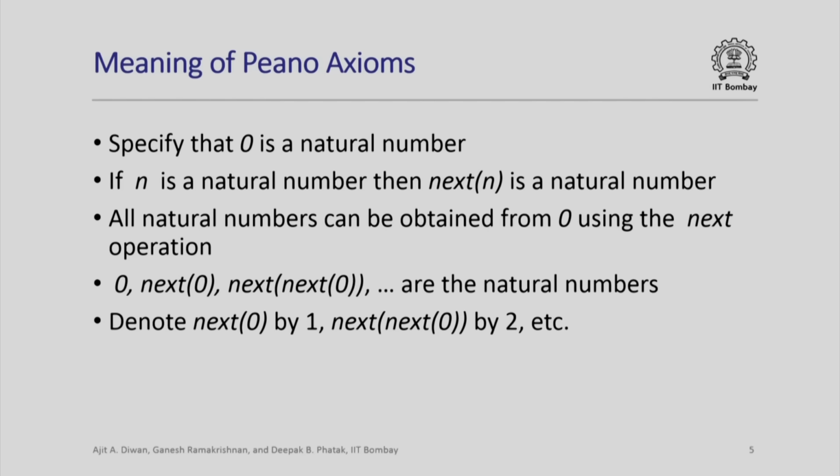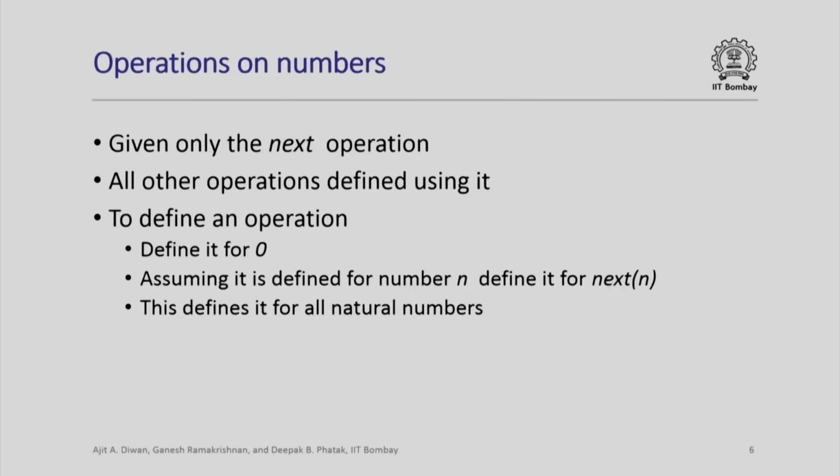And these are the only values that will get generated if you start from 0 and keep applying the next operation. And how do you define operations on numbers? We are only given the next operation. That is part of our definition of natural numbers. For every number n, there is a next n which generates another number. Any other operation on numbers can be defined using it.